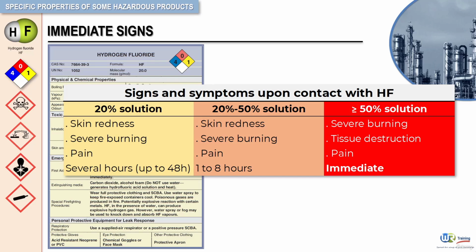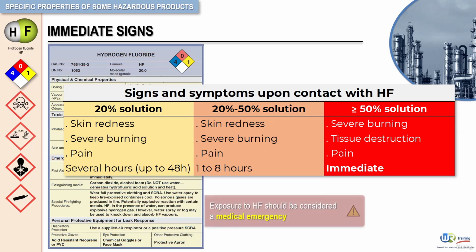So, for your own safety, remember, any exposure to HF should be considered a medical emergency. Lastly, direct HF splashes to the eye are extremely damaging. Exposure to concentrated HF vapor may result in adverse effects several hours following exposure. Dilute solutions may produce delayed adverse effects as long as 4 days after the exposure. So again, keep in mind, any exposure to HF should be considered a medical emergency.